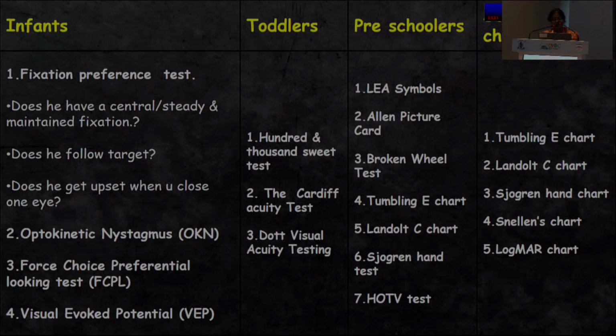For toddlers, I most of the time prefer the Cardiff acuity test. Then for preschoolers, Lea symbols and K pictures are more popular. And as the child grows and has a little bit of understanding and comprehension, you can always go for Snellen's visual acuity test or logMAR chart. The logMAR chart is more repeatable and preferable.